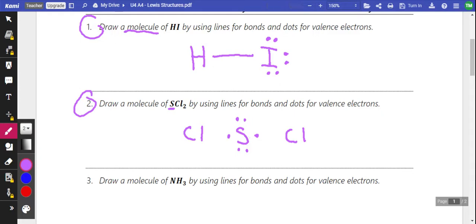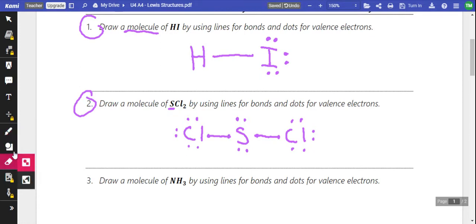That looks good. My chlorines have to bond to the sulfur in order for this to be a molecule. So I'm going to put those electrons there and then give them the rest of their 7. So that's 1, 2, 3, 4, 5, 6, 7. This is 1, 2, 3, 4, 5, 6, 7. All right. And I've got to make them bond at least once each to this sulfur atom here, or else it's not a molecule. So let's make a bond here, make a bond here.